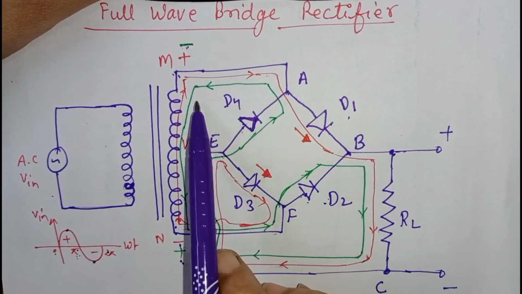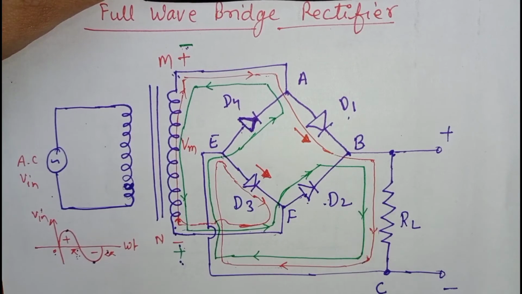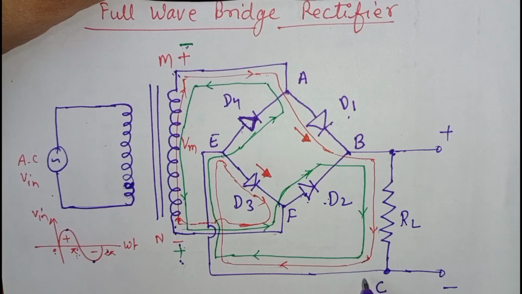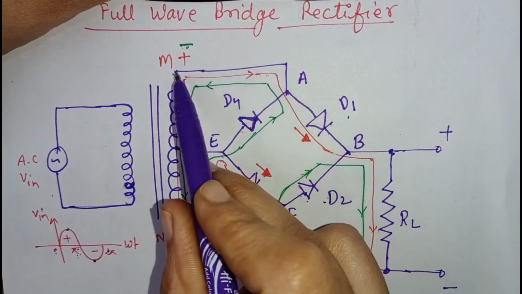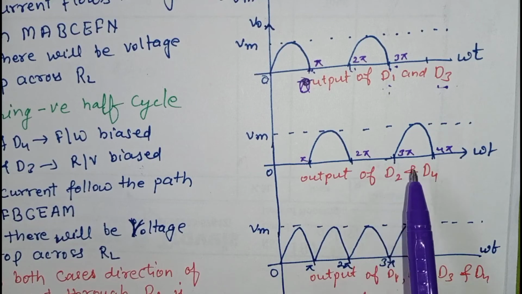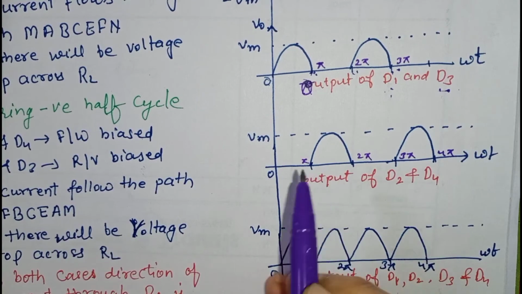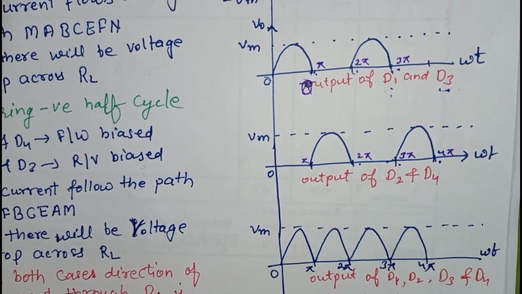Now the path of the current is shown by green lines. So the path of the current will be N, F through D2, B, C, then again E, then A, then M, and then again N. So this is the path of the current shown through the green line during negative half cycle. Now this is the output waveform during negative half cycle when diodes D2 and D4 are forward biased. So the current flows from pi to 2 pi and 3 pi to 4 pi and so on.